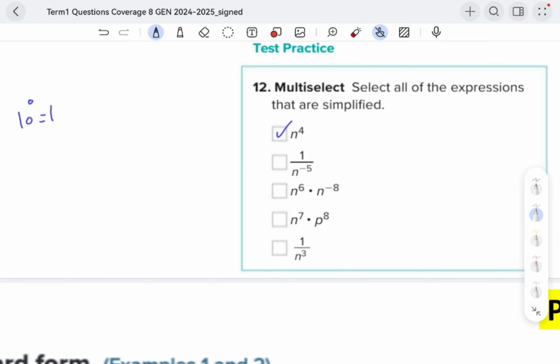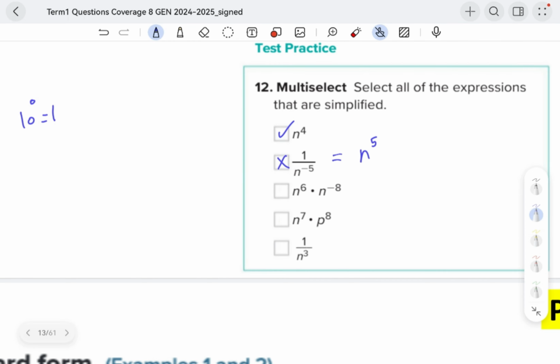1 over 9 to the power of minus 5. This can be simplified because we can write it as n to the power of 5. It's not written in the simplest form. Also here, not written in the simplest form, the bases are similar, we can add the exponents. Not written in the simplest form. This one is written in the simplest form.